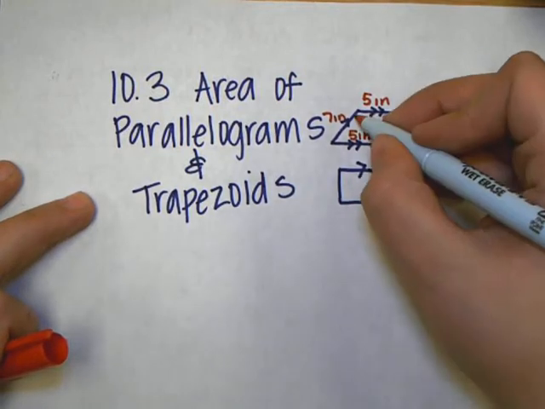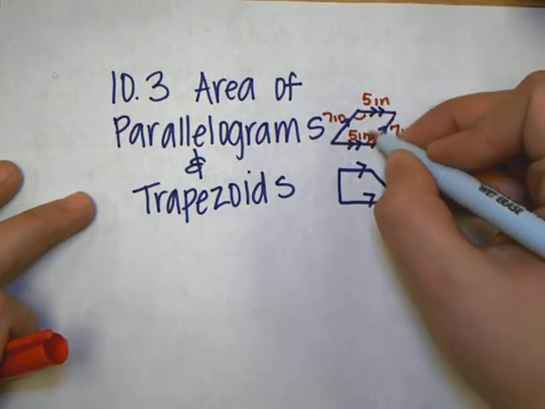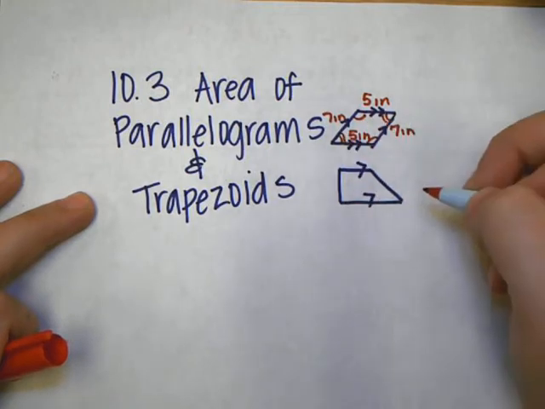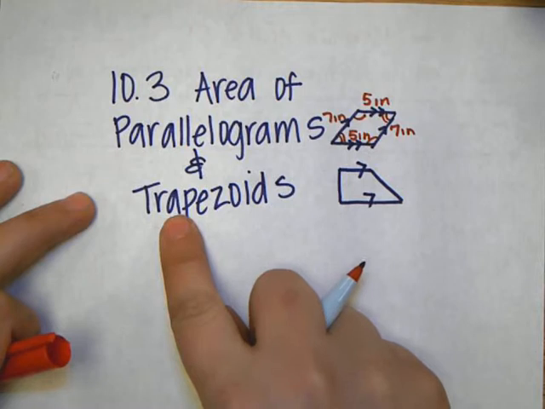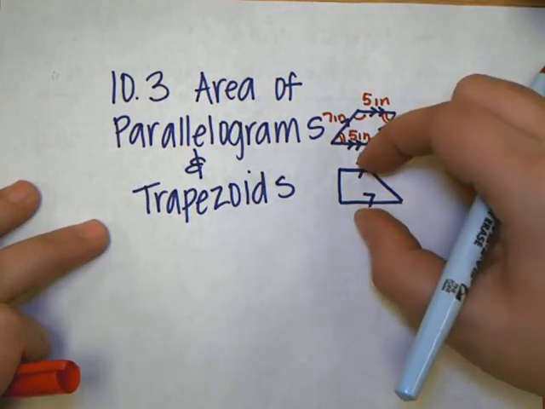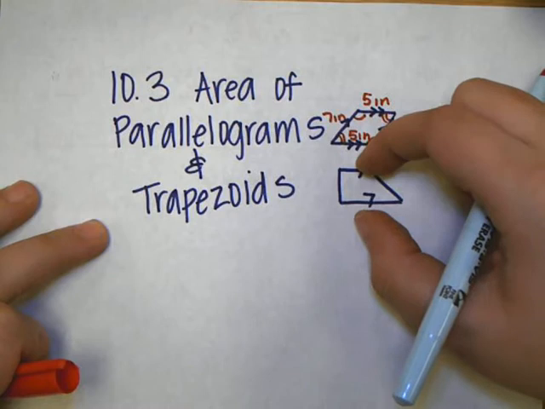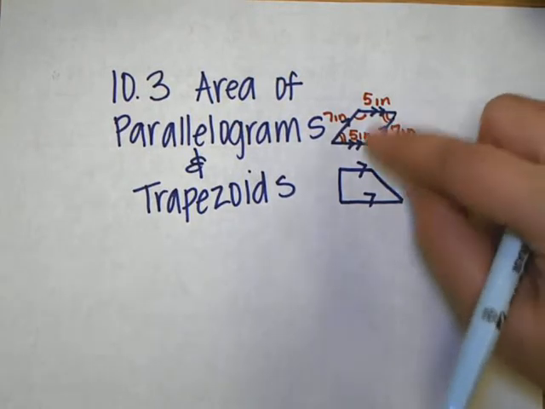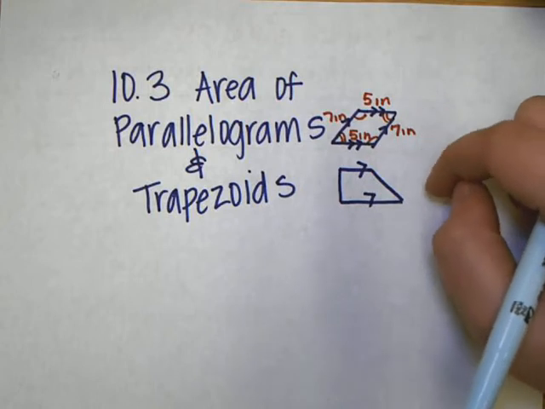And we also know that opposite angles are the same, so those two would be equal, and these two would be equal. We're also going to talk about trapezoids. Just as a review, to be a trapezoid, it only has one set of parallel sides. And remember, both of these are quadrilaterals, four-sided figures.